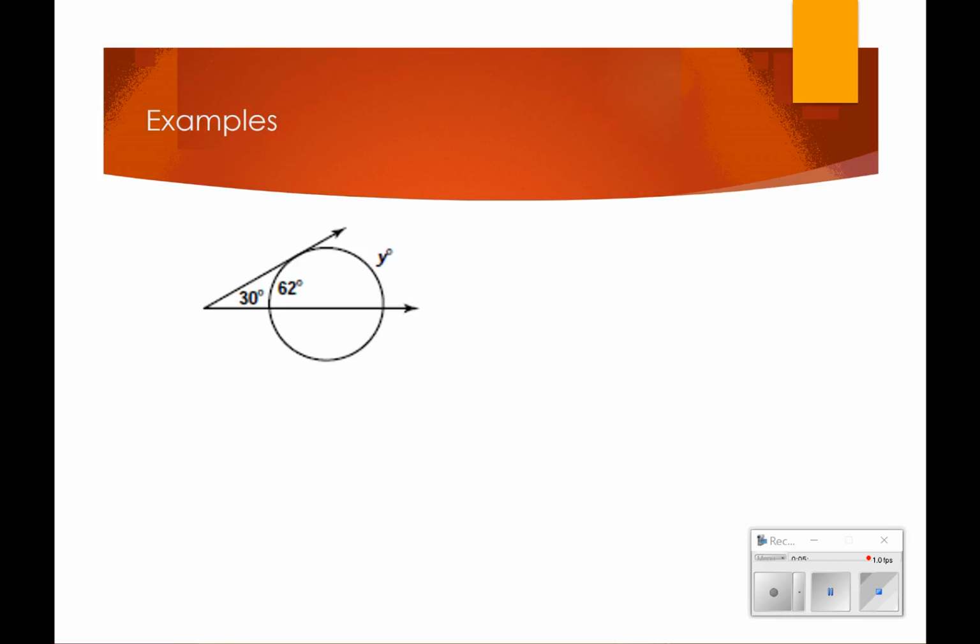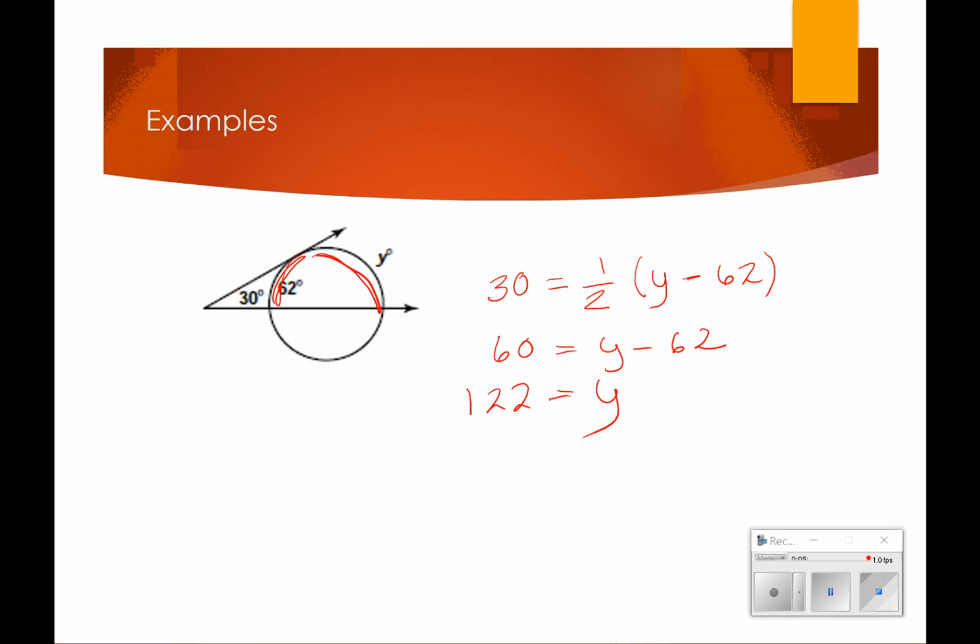In this case now, we know that the angle measure is 30 degrees, and that's going to be equal to 1/2 the far arc, which is y, minus the near arc, which is 62. So y, and then 62. So I'm going to multiply by 2, and I'm going to get 60 equals y minus 62. And if I add 62, I'm going to get 122 for y.